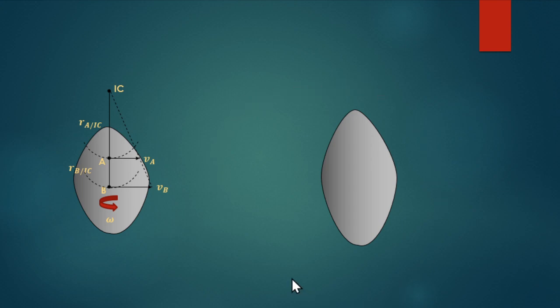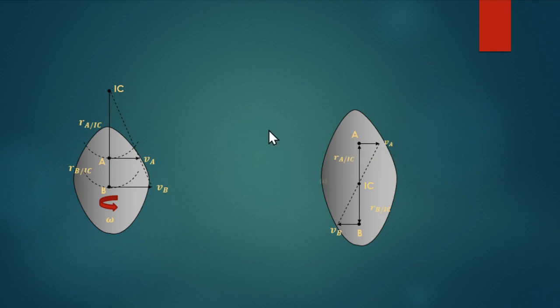So what if you have a situation like this, with this magnitude at that point? So we can locate the IC. By using a similar triangle again, we can get the velocity at point B and the velocity at point A.